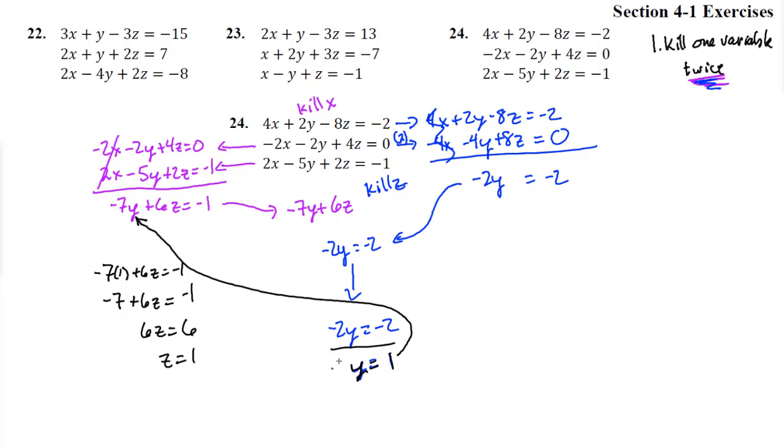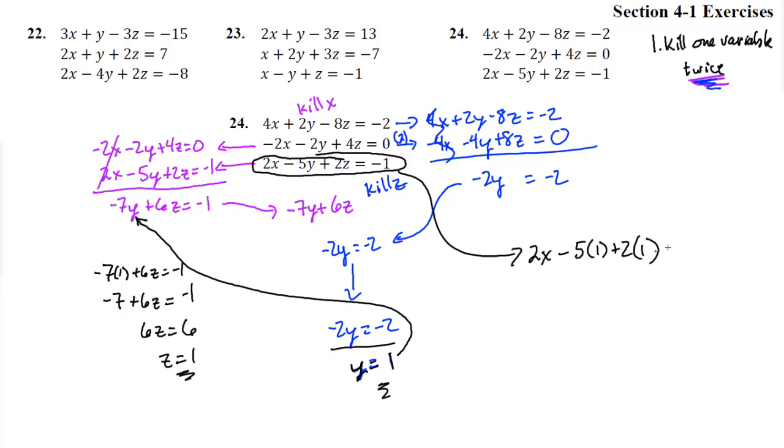We need to get x. Let me see. Let's try this guy right here. So we're going to bring this guy down here. That's 2 times x. We don't know. Minus 5 times y plus 2 times z. And again, z is 1, y is 1. So we stick those in. We get negative 1. So we get 2x minus 5 plus 2 equals negative 1. 2x minus 3, simplifying this down, equals negative 1. Add 3 to both sides, 2x equals 2. X equals 1.